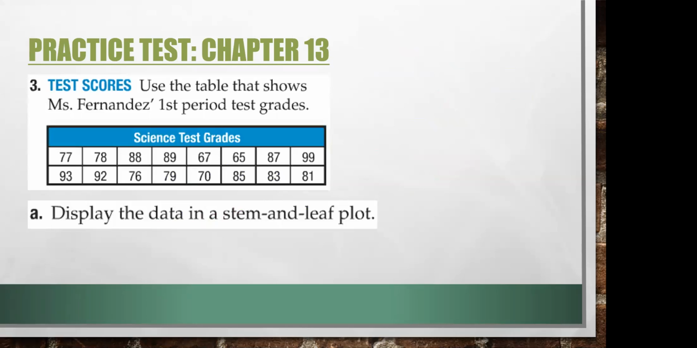All right, so here it says use the table that shows Ms. Fernandez's first period test scores. Display the data in the stem and leaf plot. Okay, so first, what I would do is I have my stem and I have my leaf, right? So the stem is the first digit.